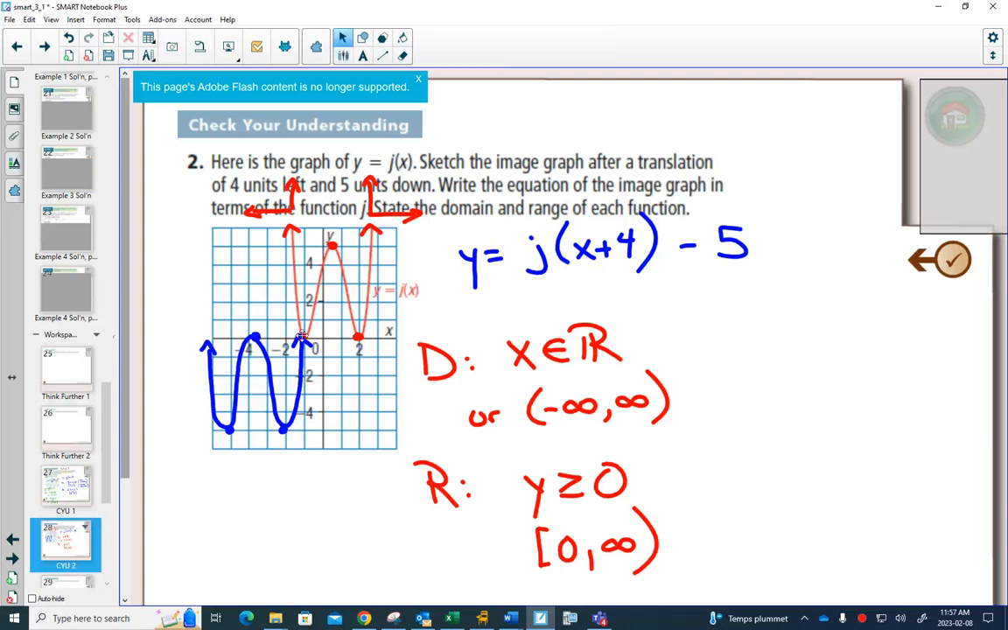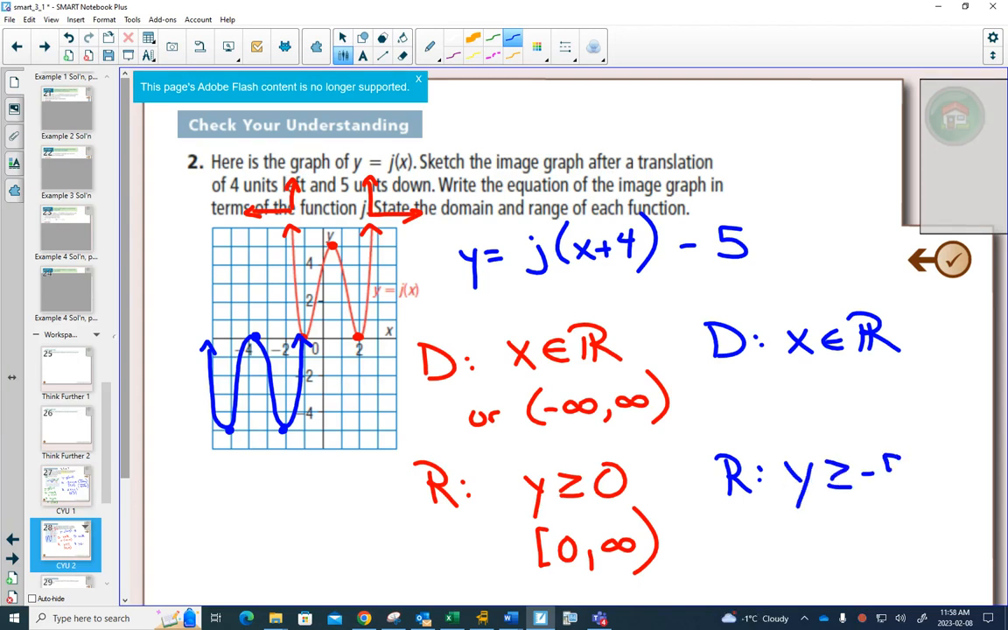So now we can do the same thing for our blue graph, domain and range. Again, it's everything. I'm just going to write the set notation for the blue one. The domain is everything. Now the smallest value is -5. And it goes up forever. So the range would be greater than or equal to -5.